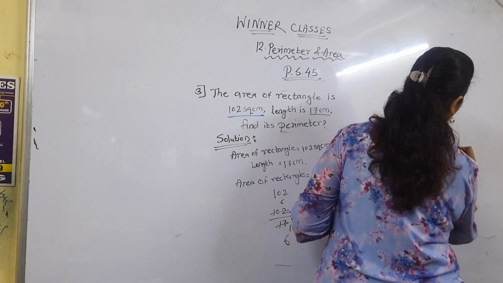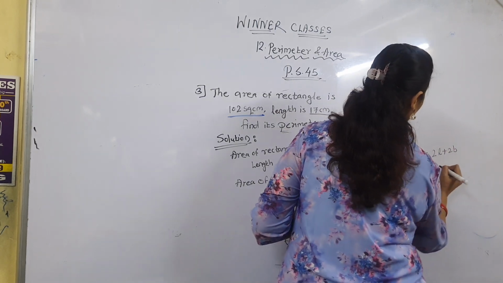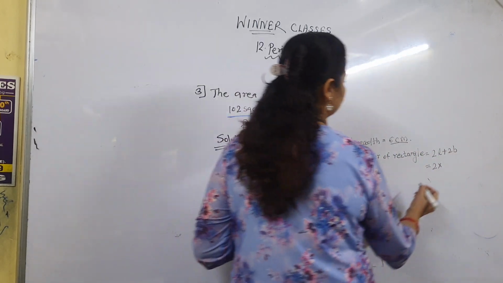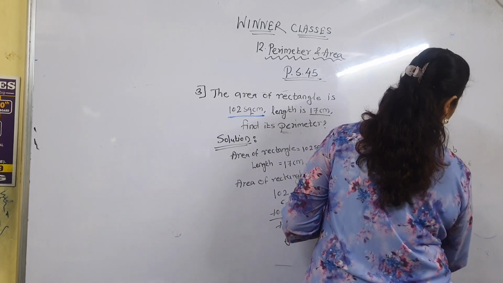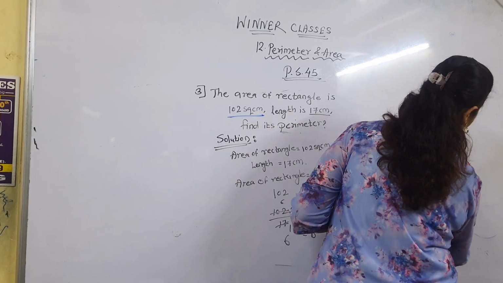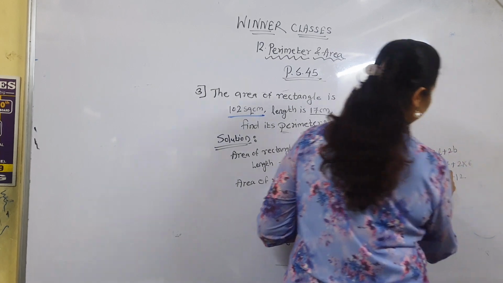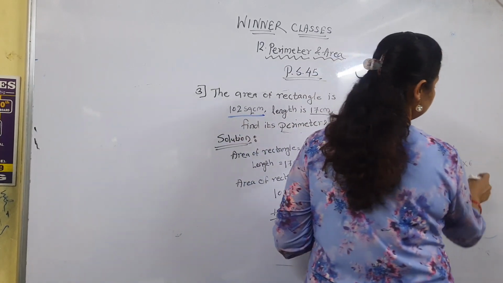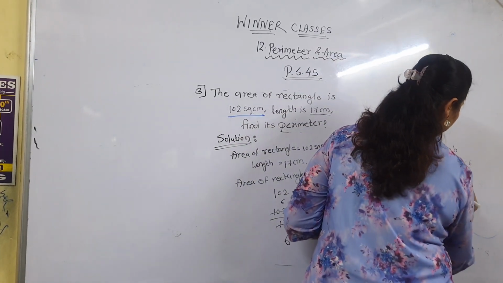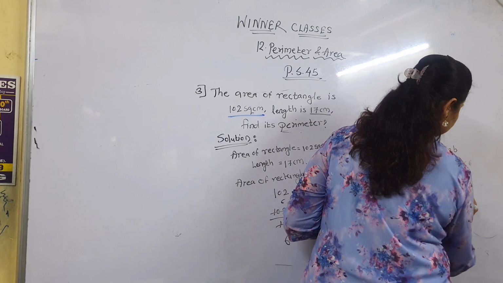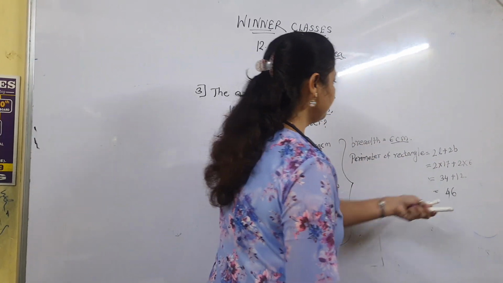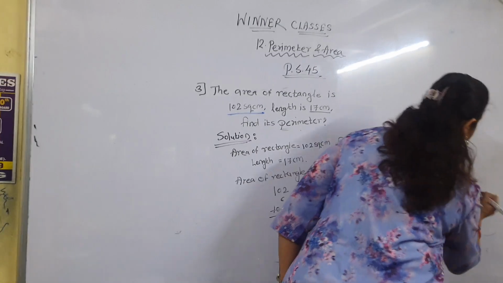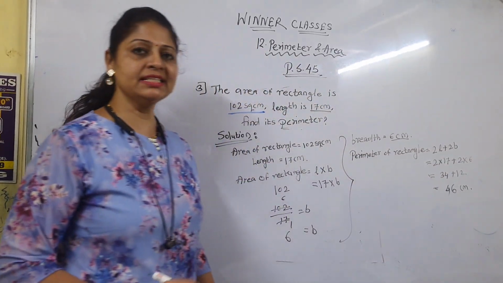2L plus 2B. Now L is 17 and B is 6. 17 twos are 34, 2 sixes are 12. 4 plus 2, 6. 3 plus 1, 4. So 46 is the perimeter of this rectangle. Understand? Very simple and easy.